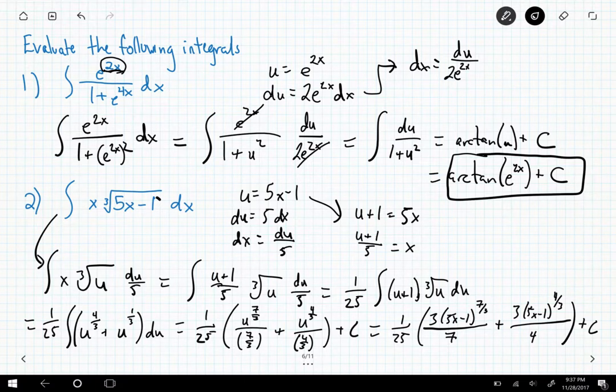So there's the integrals. Hopefully you're pretty comfortable with these. You're going to see a ton of them come exam time, so I just want you to be prepared and just see the different flavors that you can get them in.